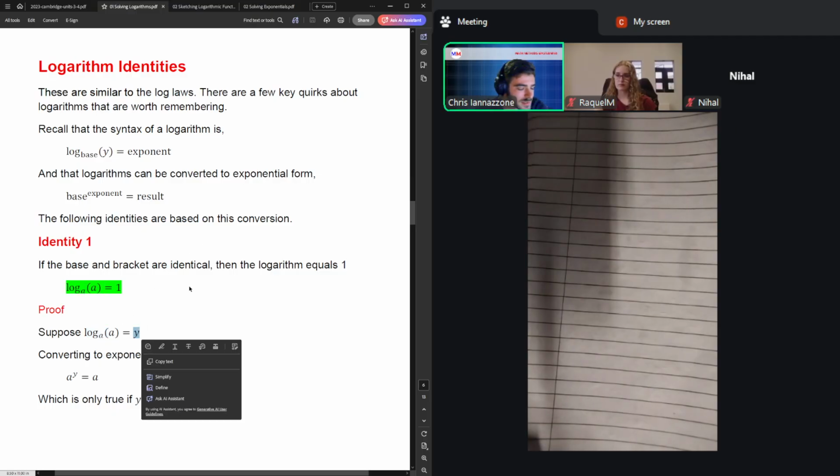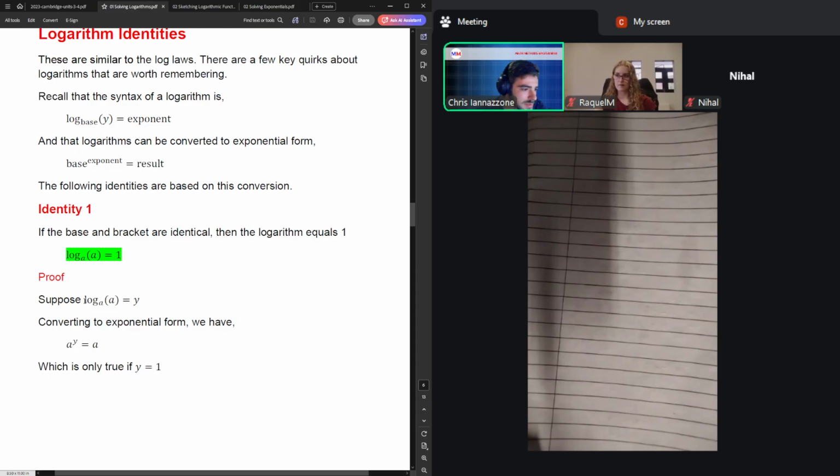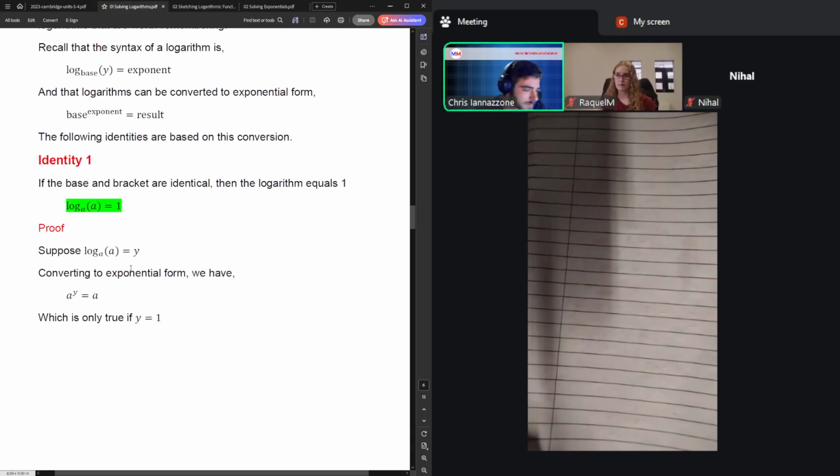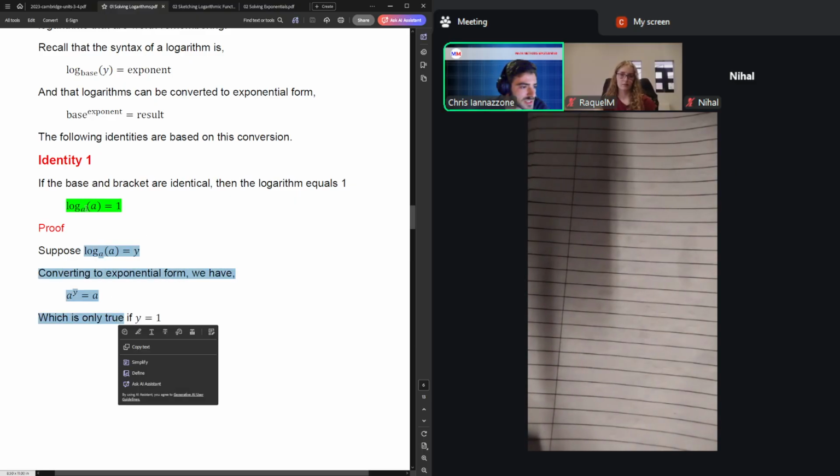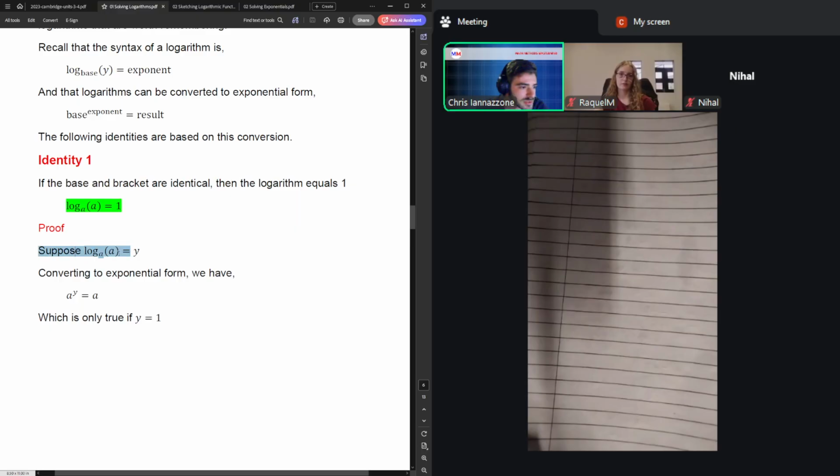So whatever that thing is, just call it y, x, whatever you want to call it. You start with that logarithm statement, convert it to an equivalent exponential statement. Again, this is going to require you to remember how those things flip over, but that's a skill you'll need anyway, so that should be fine. And when you look at this, you realize, okay, y can only ever be 1, and so if y can only ever be 1, then log a of a can only ever be 1. That's just one example of proving one identity. You'll basically do the exact same thing to prove all the others as well.